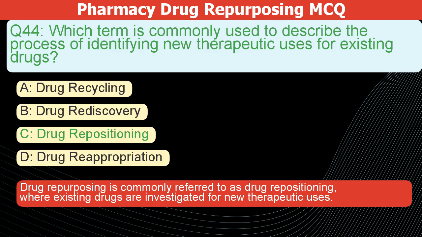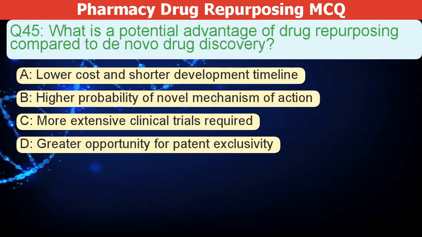The correct answer is C. Drug repurposing, also known as drug repositioning, involves investigating existing drugs for new therapeutic uses. What is a potential advantage of drug repurposing compared to de novo drug discovery? A. Lower cost and shorter development timeline. B. Higher probability of novel mechanism of action. C. More extensive clinical trials required. D. Greater opportunity for patent exclusivity.